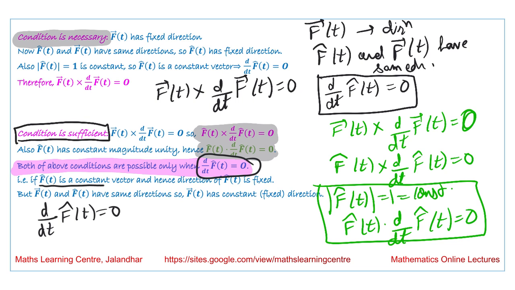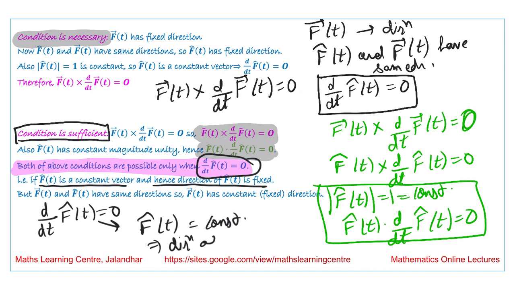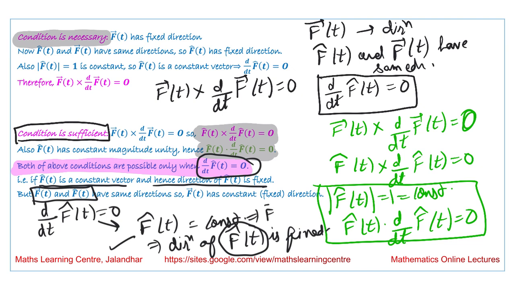That is, f cap t is a constant vector, and this implies that the direction of f cap t is fixed, and this is what we have to prove. Why? Because the direction of f cap t and the direction of f vector t are the same. So this implies that the direction of f vector t is fixed, and this is what we have to prove in this result.